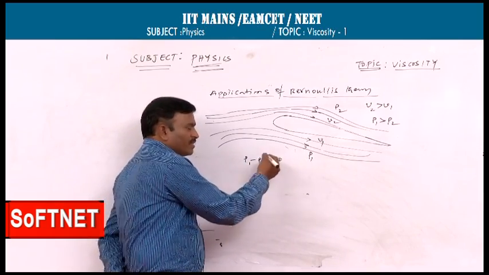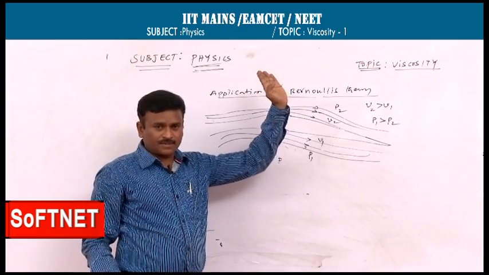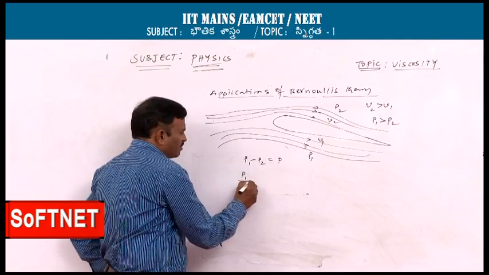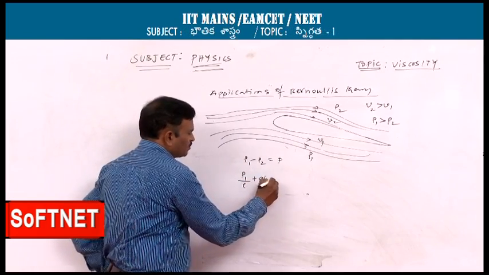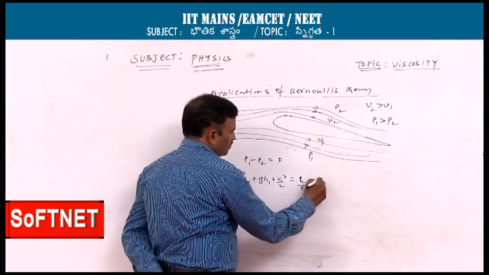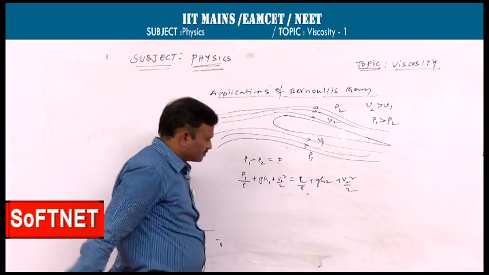This resultant pressure causes the upthrust. So, how can we use Bernoulli's theorem? You can see P1 by rho plus gH1 plus V1 square by 2 is equal to P2 by rho plus gH2 plus V2 square by 2.